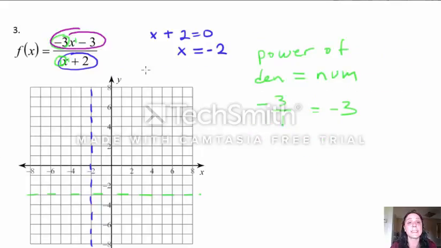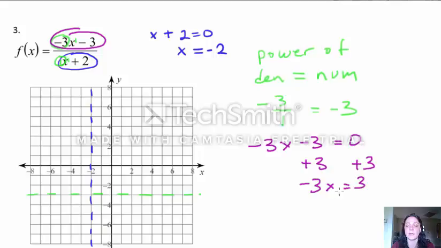Here, I have an expression including x in the numerator. So I can set that equal to 0 to find out when y might equal 0. I have negative 3x minus 3, and I'm setting that equal to 0. I'm going to solve for x. I can add 3 to both sides. That will give me negative 3x equals 3. Divide by negative 3, and I get x equals negative 1. Well, that is my x-intercept, and I'm going to sketch that right here on the graph.